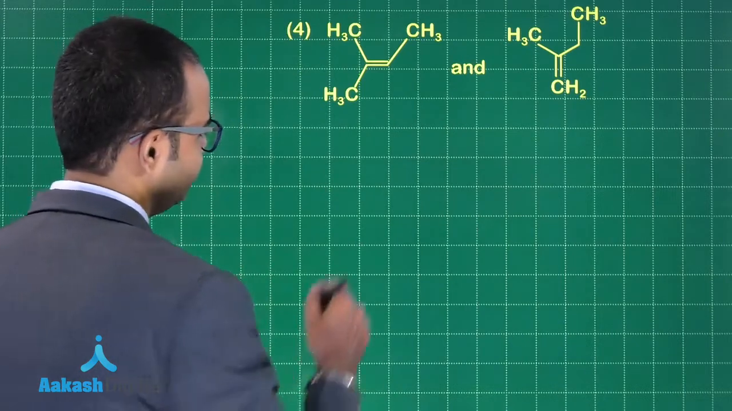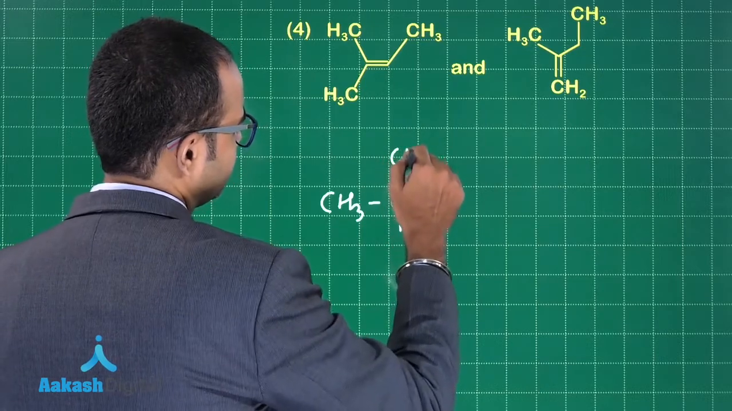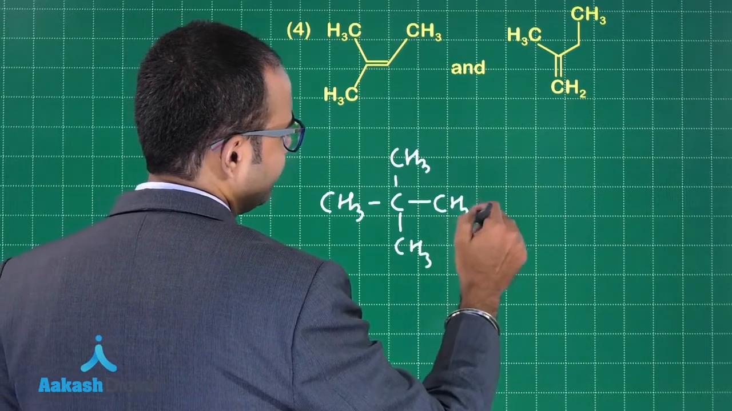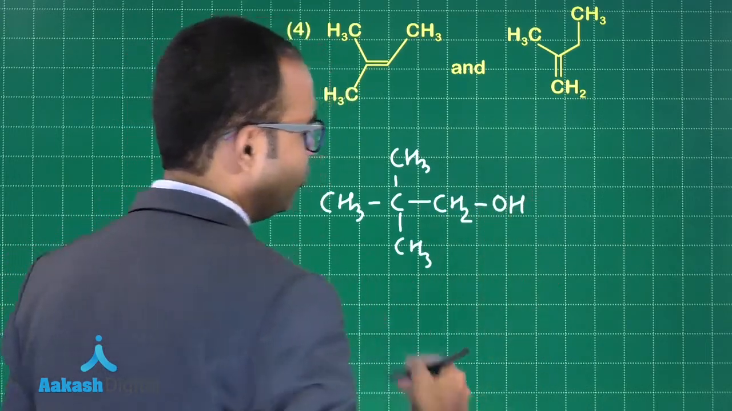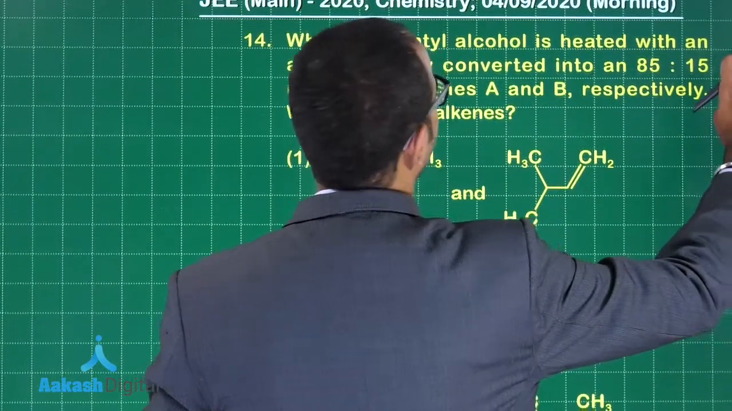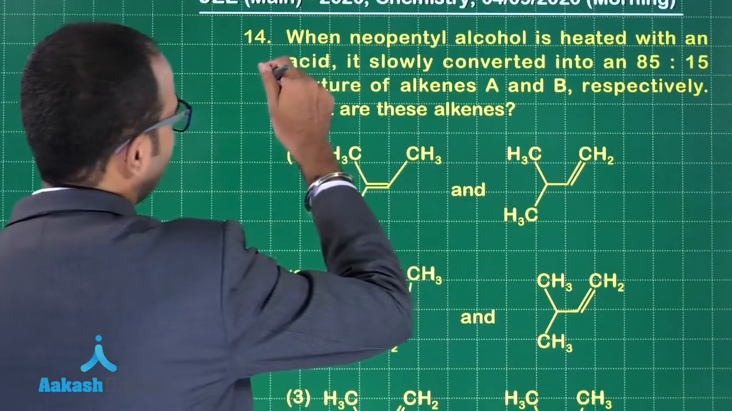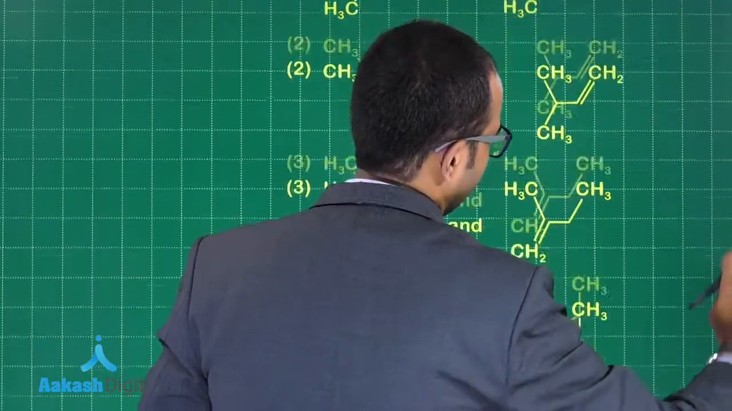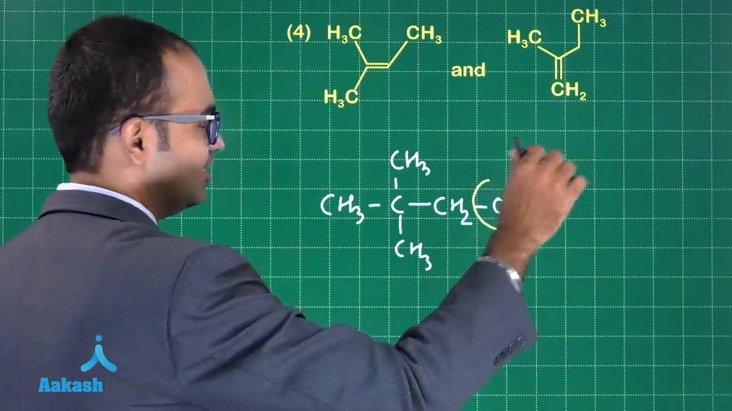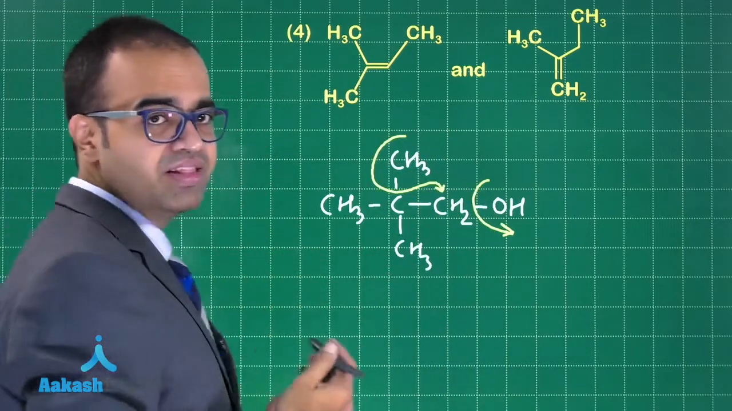What is neopentyl alcohol? Neopentyl alcohol is CH3C, so there will be a neo group. From this, we are removing the OH. It is undergoing dehydration, right? It is treated with an acid, so it is undergoing dehydration. So take a note of it. In dehydration, you are removing this OH as H2O, so that is lost, and this methyl group will shift over here. That is, a 1,2 methyl shift will take place.